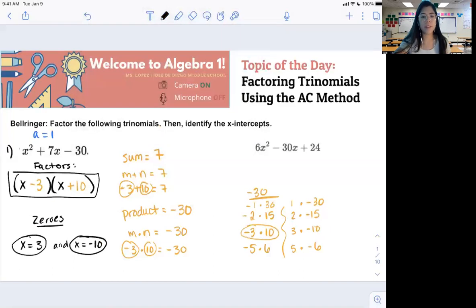Simple as that. So take a look through it, see if there's any remaining questions on how to factor when A equals 1.